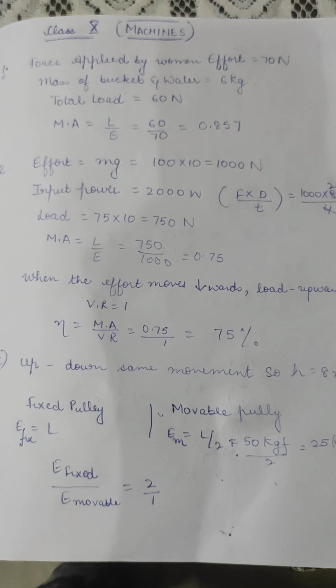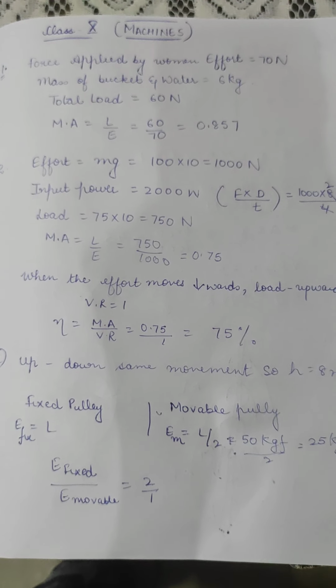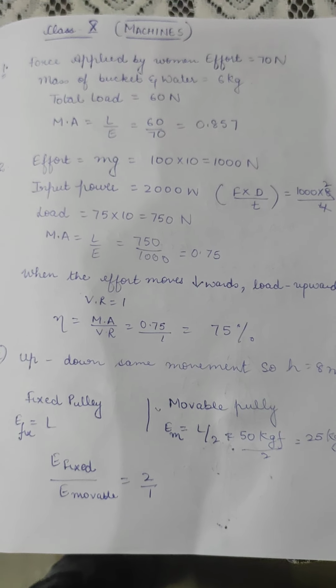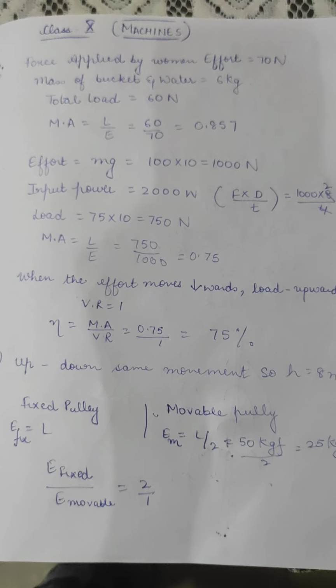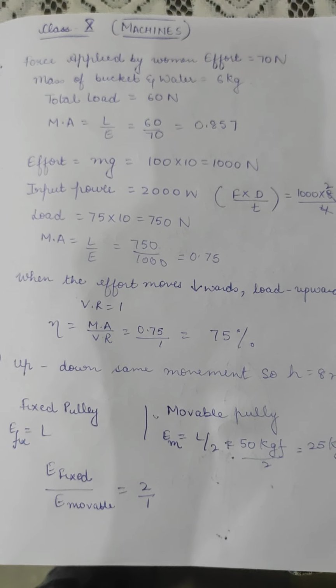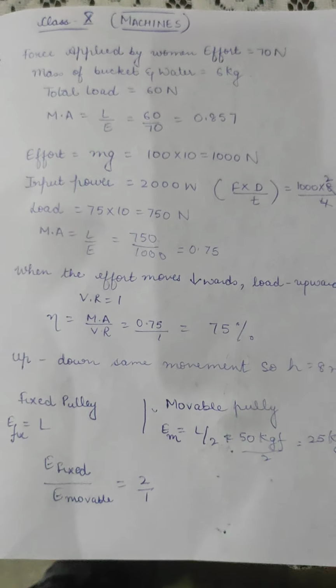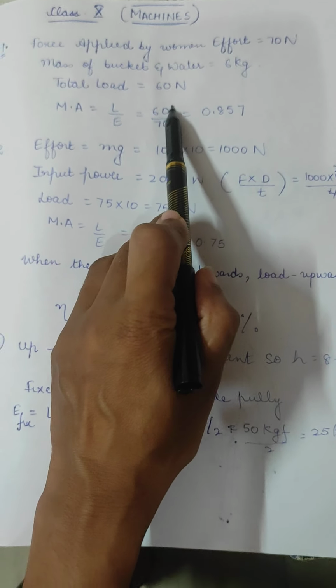Good morning, students. The first numerical of the machine chapter, page 68: a woman draws water from a well using a fixed pulley. What pulley is she using? A fixed pulley, okay? The mass of the bucket and water is given as 6 kg, so you can find the load from there, that is 6 into 10. That will give you the force, that is 60 Newton.